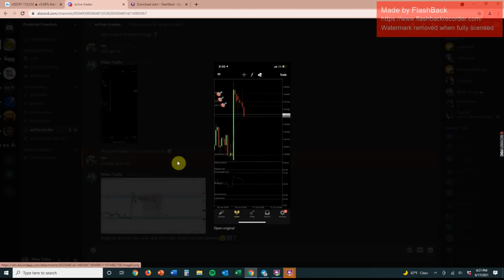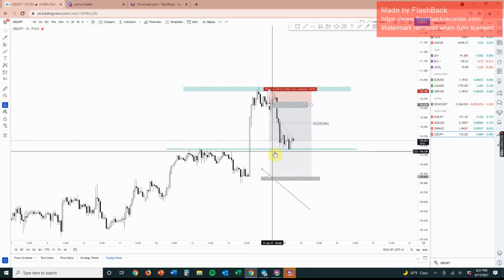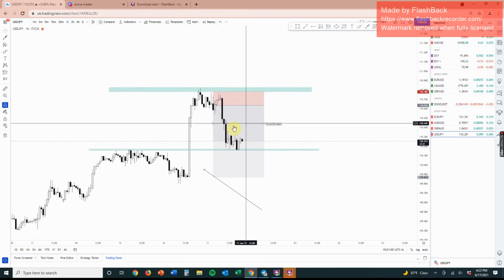Let's see if I can find this one. Yes, so this was the entry. So this was my H1 entry at the very top here, and as we can see, we had pulled down, and this is where I had taken all of my profits off of the table.